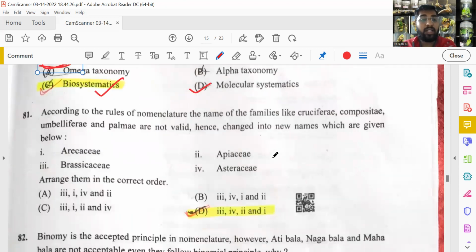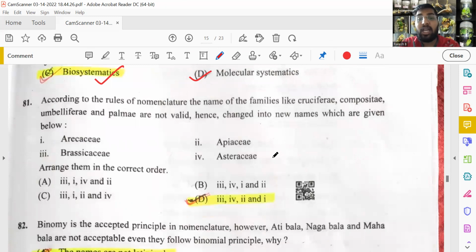Now, according to the rules of nomenclature, names have changed. Cruciferae has become Brassicaceae. Cruciferae comes from crucifer, a plus-like structure, because the flowers look like a plus. That is why it is called Cruciferae or Brassicaceae. Cabbage, brassica, mustard, all those come in Cruciferae. Compositae is called Asteraceae. Sunflower, daisies, tridax, all those Compositae are called Asteraceae, the new name.